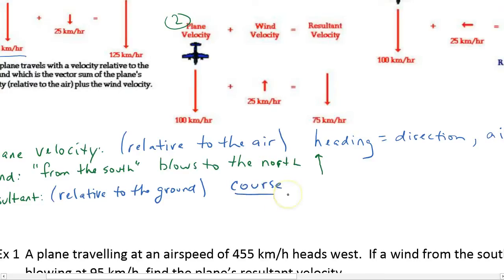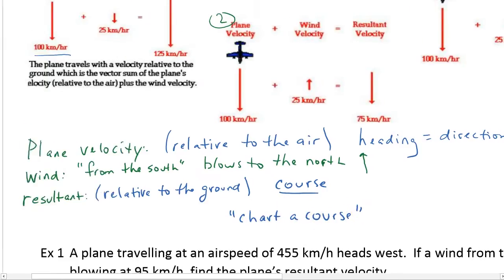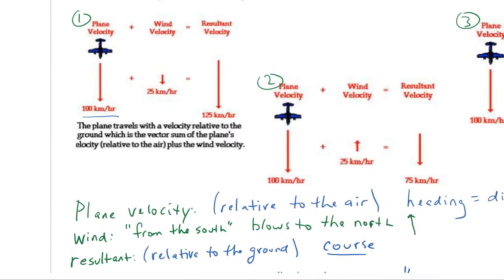Sometimes you see the phrase, I want you to chart a course. To chart a course would mean, given the fact that the winds might blow you off of where you're pointed, pick a heading so that after the wind affects you, you're actually going the speed and the direction that you want to be. For example, if you get on a plane and you're going to Toronto, if there's a big tailwind, they'll tell you that you're going to get there a little bit earlier. They're doing this vector sum.